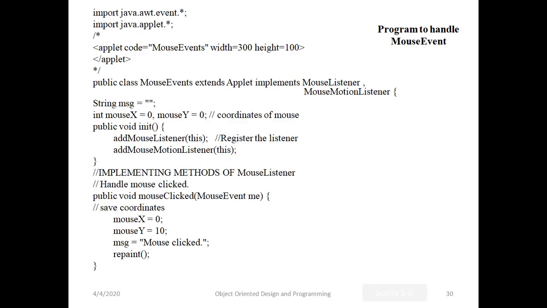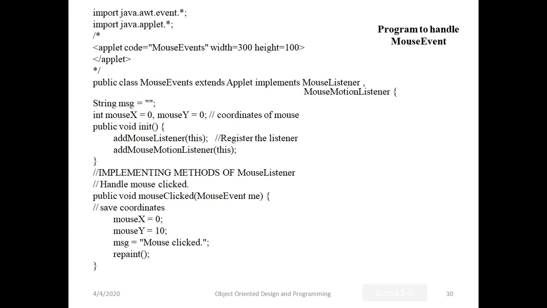Now, first we'll implement the methods in MouseListener. There are 5 methods in MouseListener. The first one is mouseClicked. This is invoked when the mouse is clicked. So public void mouseClicked. Each of the methods will accept an object of the event, so MouseEvent me is the parameter.